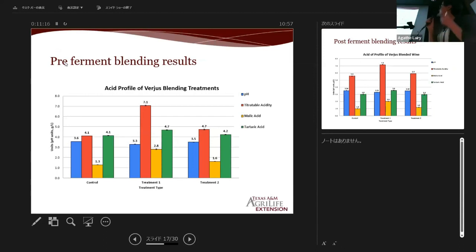And if we look at the acid profiles of the blending treatments, this is the acid profile of the control with a starting pH of 3.6, titratable acidity of 4.1, malic acid 1.3, tartaric 4.1, and this is our treatment one. So the target pH was reached at 3.3. Titratable acidity increased to 7.1. That's a significant difference right there. Malic acid increased as well. The tartaric acid only a little bit of an increase we see there. And for treatment two, a little bit of a pH drop, the 0.1 that we were targeting, increase in titratable acidity, a little bit of an increase in malic acid and tartaric acid as well.